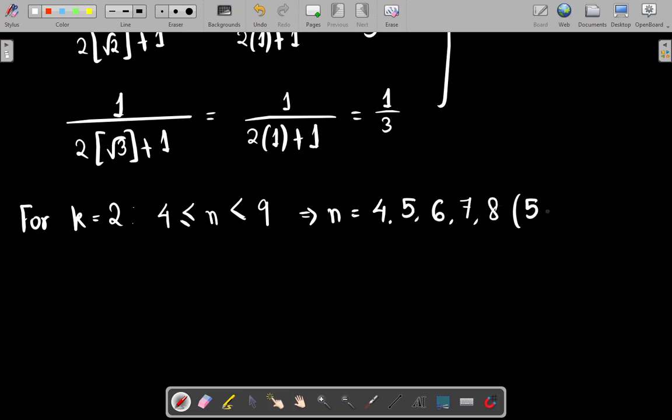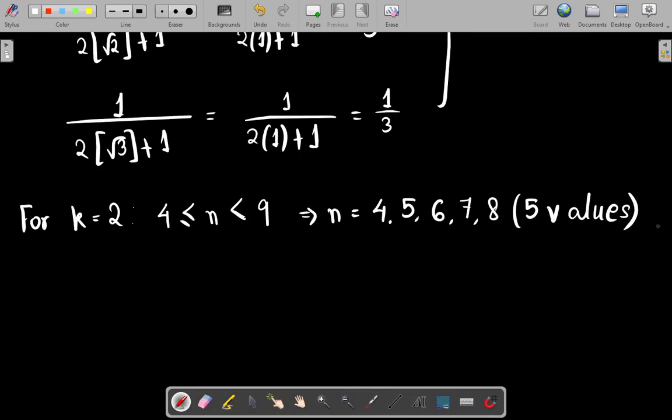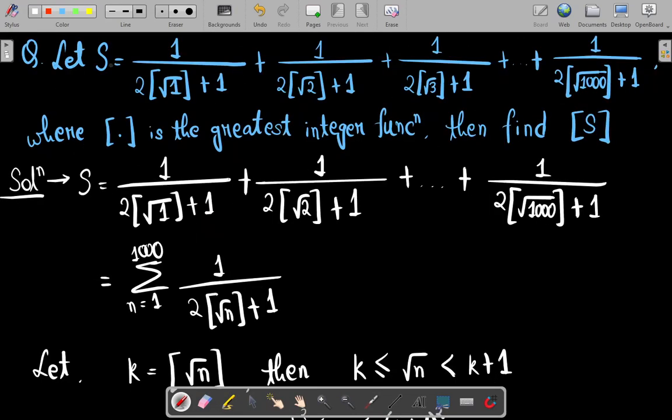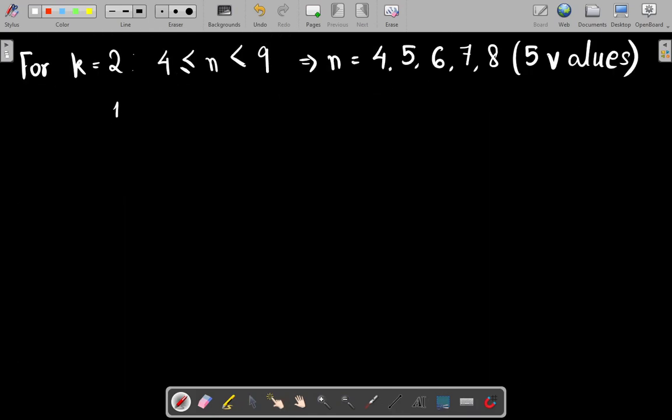Okay, so it can take 5 values for k equal to 2, which means I'm referring to the next 5 terms of this sum. These are the first 3 terms, and I'm referring to the next 5 terms of this sum here. Yes. Okay, so I will show you 1 or 2 examples for this one also.